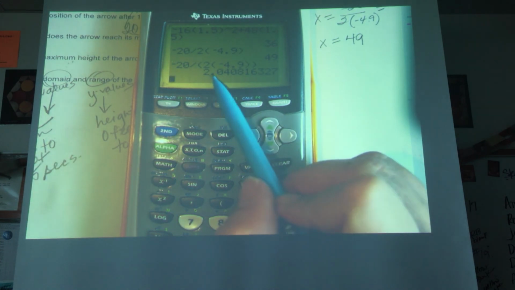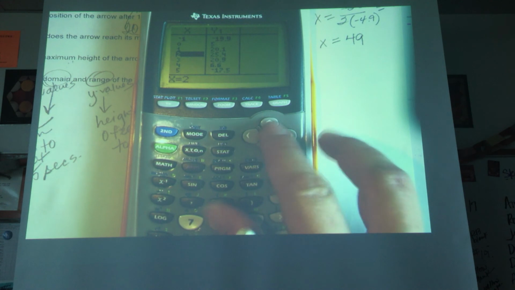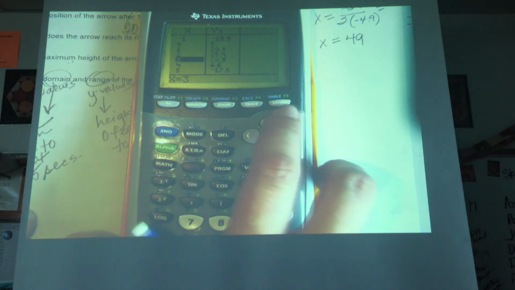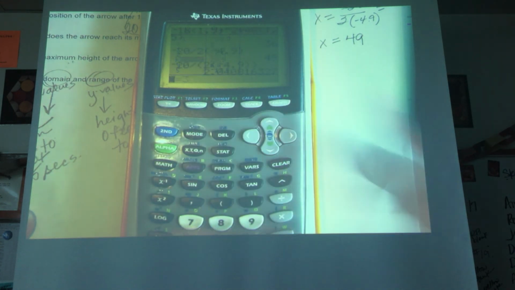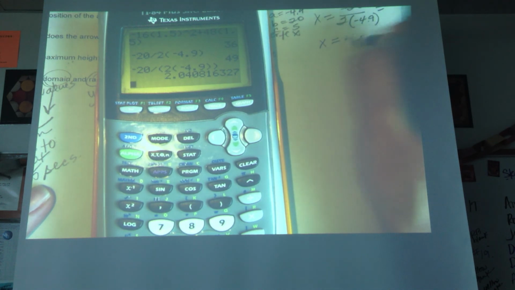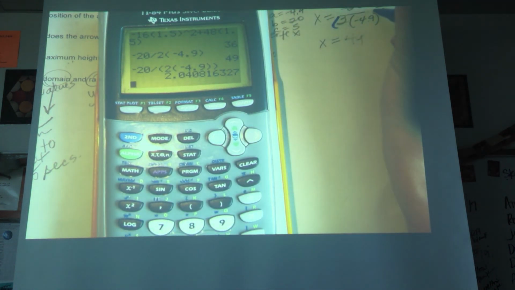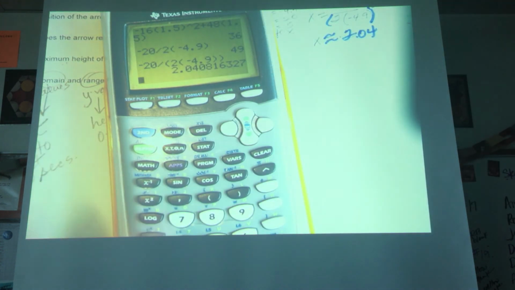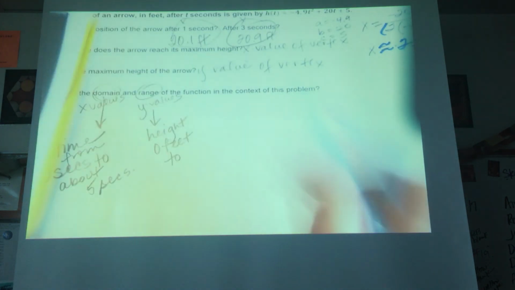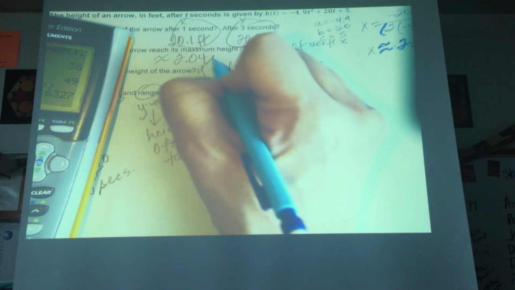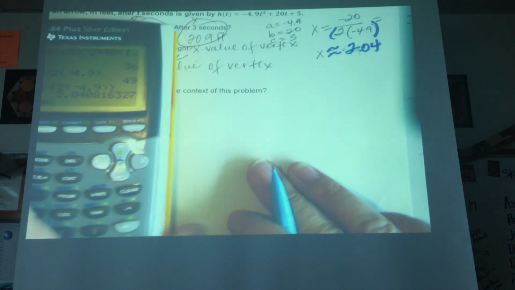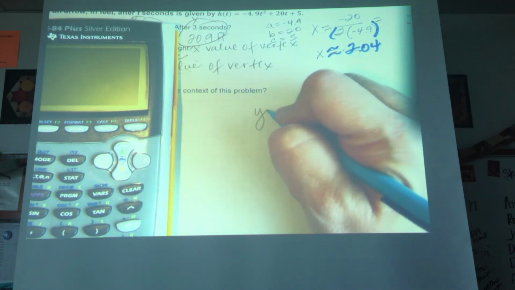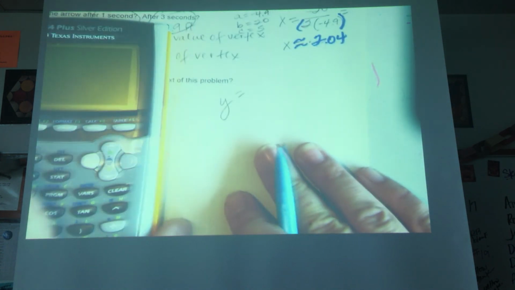X value of the vertex, a little more than 2 seconds. Sure enough, at 2.04 is where it hits that maximum and then it starts coming down. That makes a little more sense. So what I learned in my calculator was to put the parentheses on that denominator, and it was approximately 2.04. So that answers what time it reaches its maximum height: about 2.04 seconds. And what is the maximum height? So now I have to go back in and find that maximum height when I have 2.04.